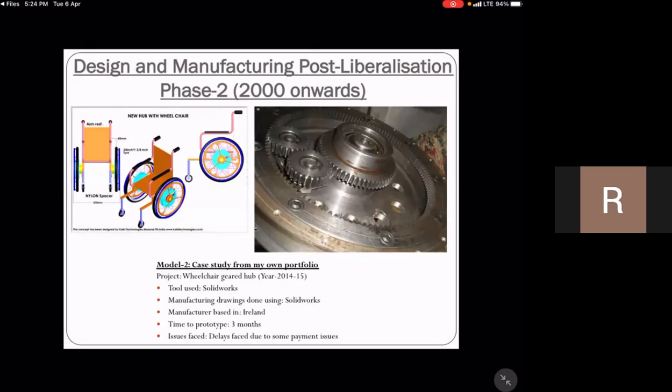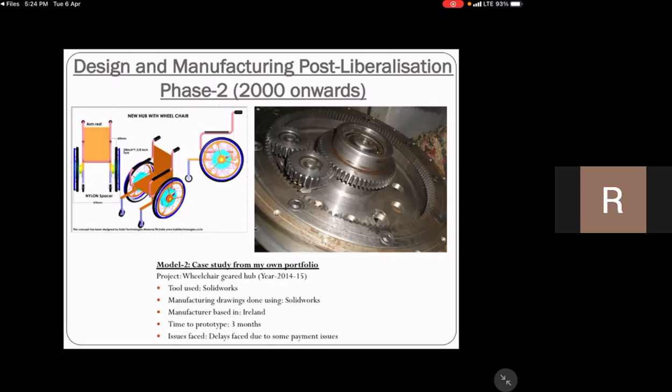This again, the design to prototype, we did it over here in India before shipping it out to the manufacturer in Ireland. The drawings, the modeling, everything was done using SolidWorks. This is a wheelchair hub. I'll just give you a brief on the product. A normal manual wheelchair has a single rim where the user has to push the rim to move forward and back. If there is an incline in his path, he again has to push it harder to move it above the incline, which is hard.